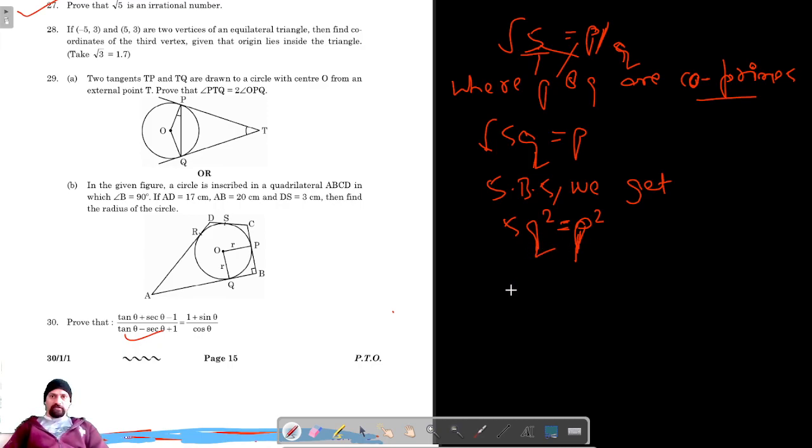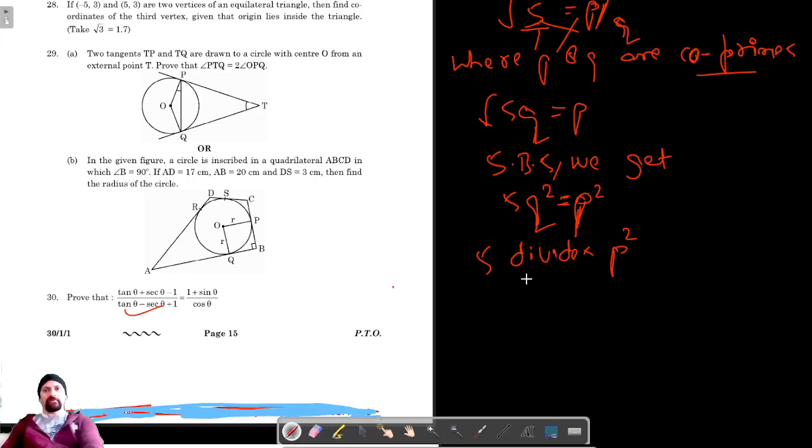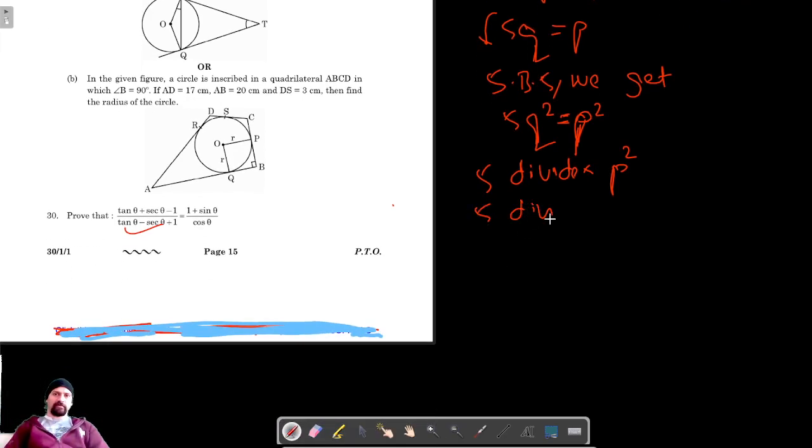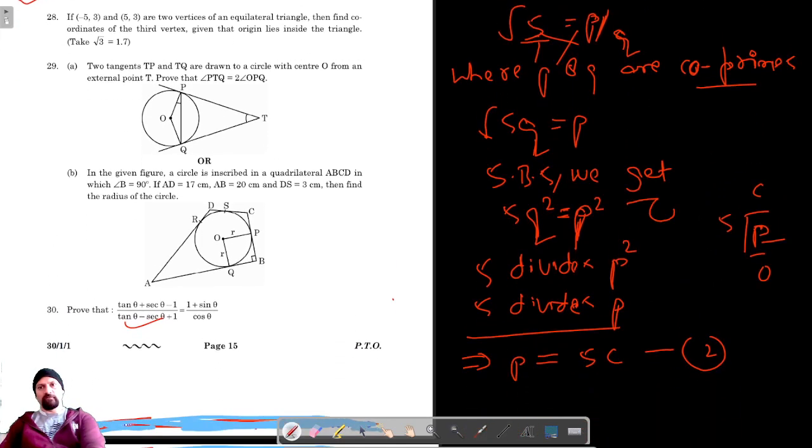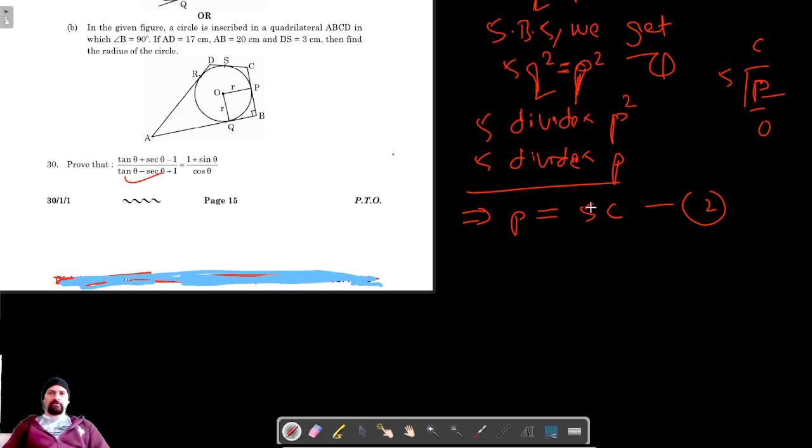So if 5q square is equal to p square, that means 5 divides p square. And if 5 divides p square, then 5 divides p. So if 5 divides p, let's say the quotient is c and remainder is 0. So the dividend p can be written as p is equal to 5 into c.